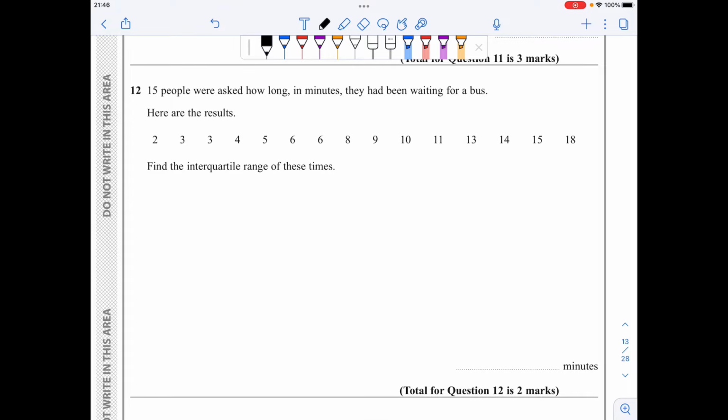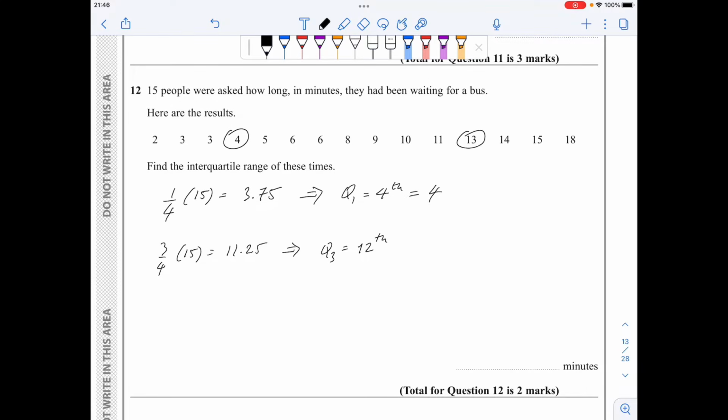For question 12, I'll start by calculating a quarter of n. That's a quarter of 15. Comes out to be 3.75, which means my lower quartile will be the fourth observation, and this is the 4 here. And then I'll proceed to find the upper quartile. 3/4 of 15 gives me 11.25. I'm going to round up for the upper quartile, so this is the 12th observation, which is the 13. So upper quartile is 13.